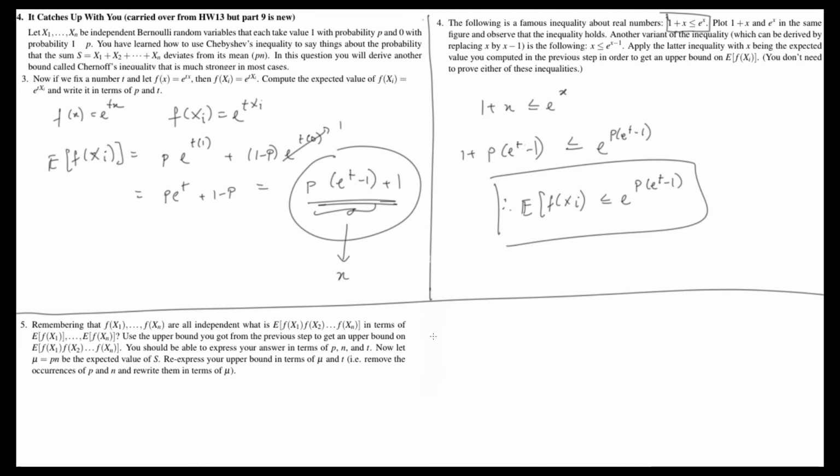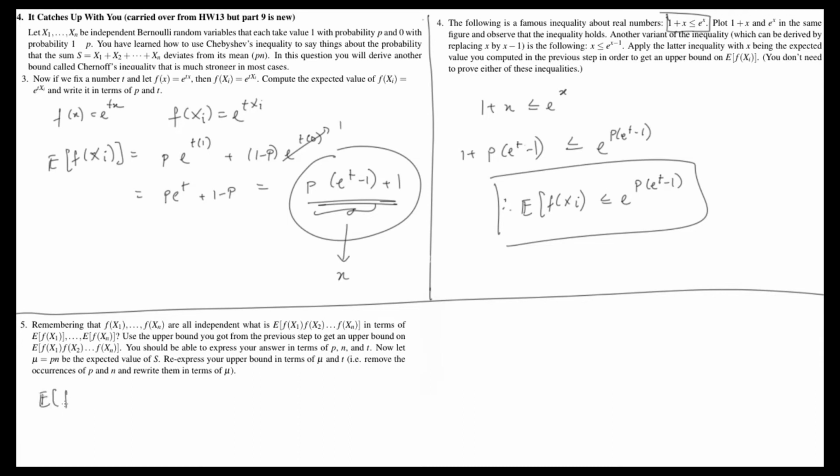Alright, so now we're in part 5, and I figured that since parts 3, 4, and 5 are all similar, I'm just going to put all of them on the same page. Part 5 asks us to find the expectation of f of x1 times f of x2 times all the way to f of xn in terms of the individual expectations, and then use the upper bound which we found in the earlier part.